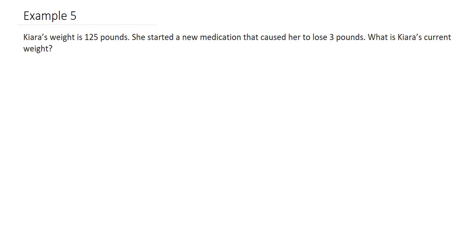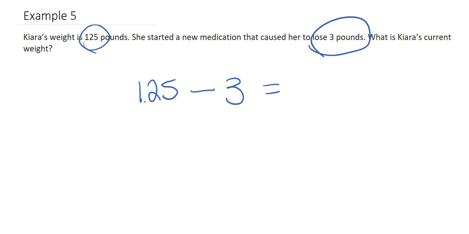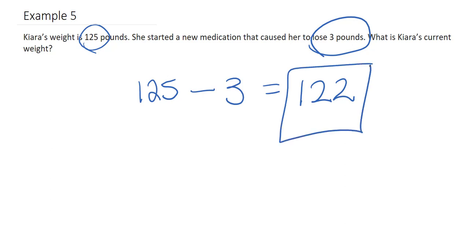Example 5. Kira's weight is 125 pounds. She started a new medication that caused her to lose 3 pounds. What is Kira's current weight? So we have 125 pounds, right? That's the starting. And then losing 3 pounds. So that means -3. So 125 minus 3, so just the 5 minus 3, so that would be 2, then 122. Right, so we get it down to 122 pounds for the current weight.